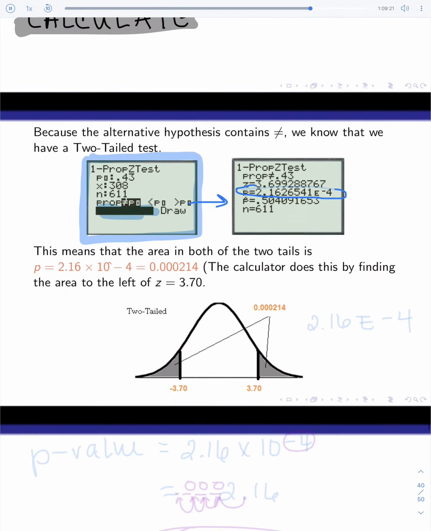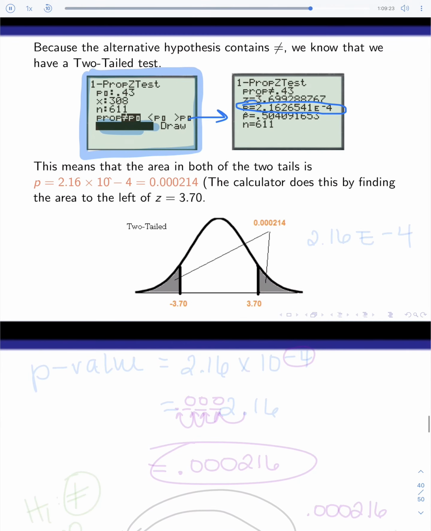I want you to look at the whole number. I see a 2.16, a bunch of other numbers, an E, and a -4. Remember, that means it is in scientific notation. So that means we're actually looking at a p-value equal to 2.16 times 10 to the -4th.